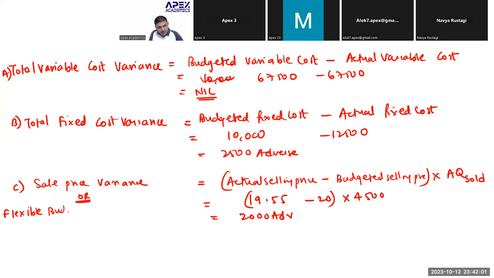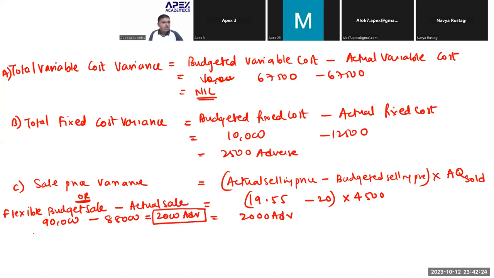Flexible budget sales minus actual sales. What is the flexible budgeted sale? What is the actual sale? Correct? D. Operating income variance.